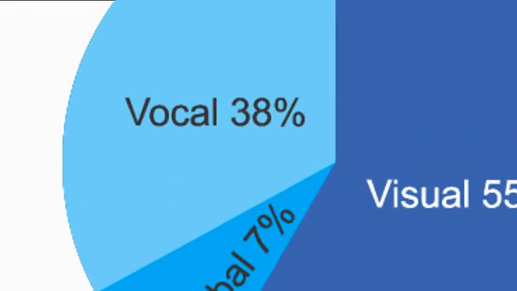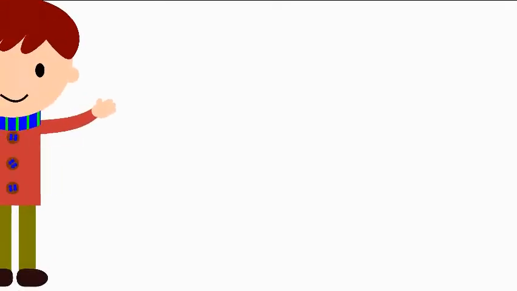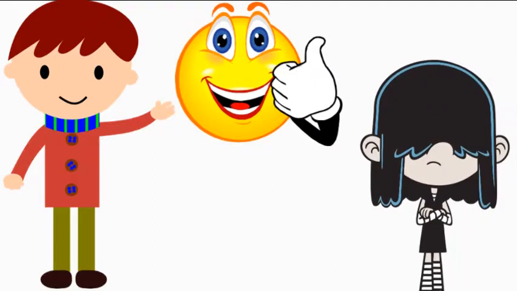38% of what we communicate is vocal. That's the way we say things, the way we enunciate words, the words we choose to use, and how we emphasize different parts of speech to make sure that people are paying attention to it. Now, if you take a look at this graph, more than half of communication, 55% of communication, is visual. Think about how many visual cues you see every single day. Think about how you communicate with other people in a visual way, with hand gestures, with facial expressions, through your body language.